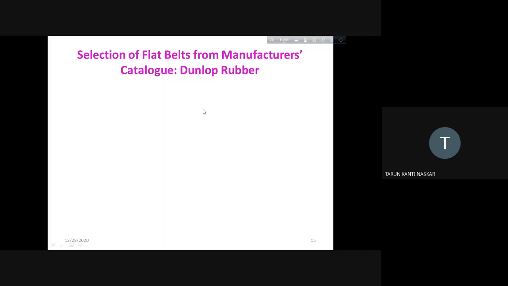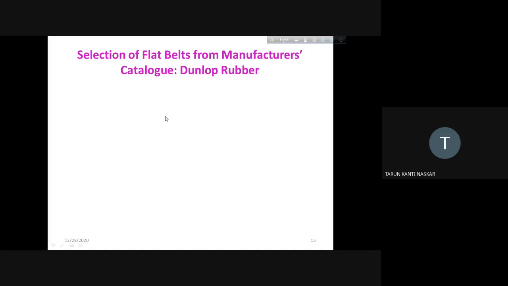By design, we design a thing and then give it to the workshop, for a particular industrial unit, and they manufacture it. But in the case of a belt, the belt is to be selected. The market availability is there, and you cannot manufacture a belt, but you have to select according to the necessity. For that, there is the catalog of the manufacturer. Here Dunlop Rubber manufactures belts, and their catalog is to be consulted. So how to consult this?